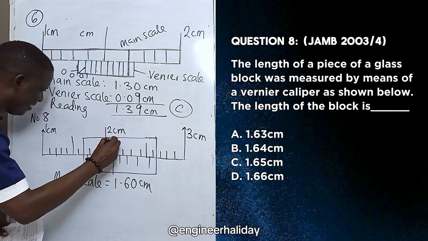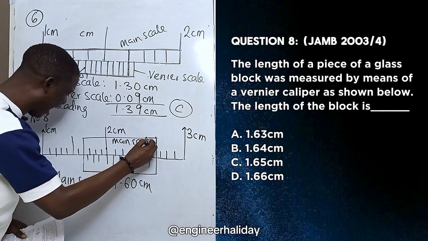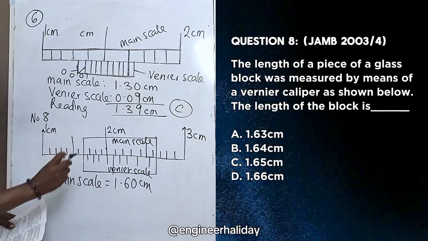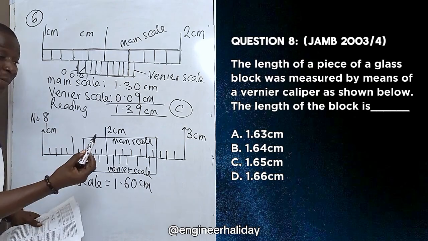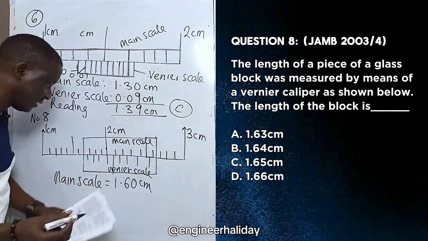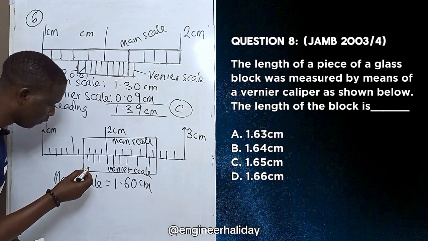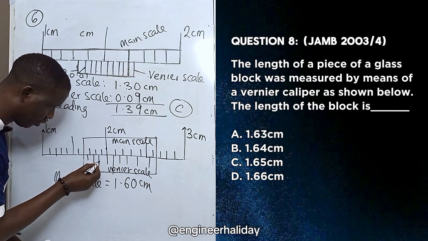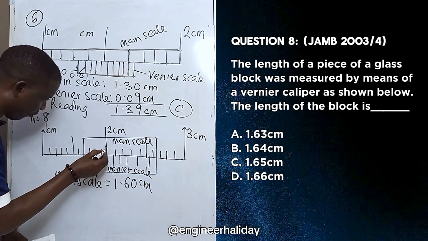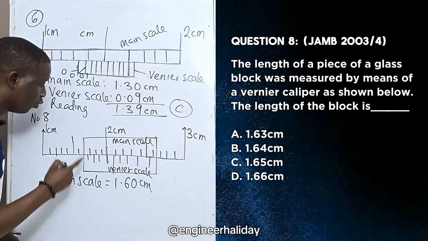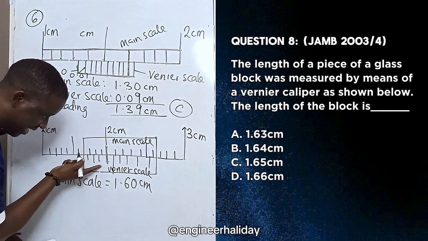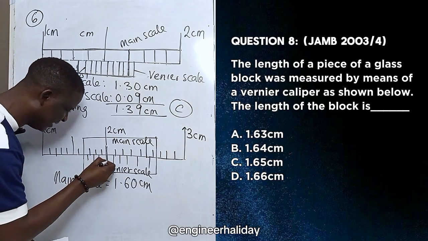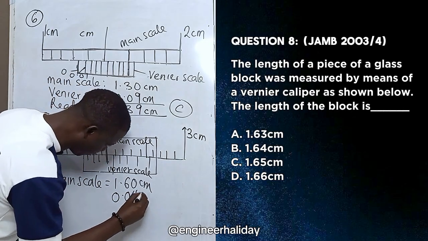Then you check where the main scale and the vernier scale meet. I mean, where they kiss. Look for where they meet, like this. In this case, first one, they did not meet up and down. Second, third, fourth. Okay, look at the fourth one now. Very good, they both meet at that point, the fourth one on the vernier scale. And each of these is 0.01, 0.02, 0.03, 0.04. So this is 0.04 cm.